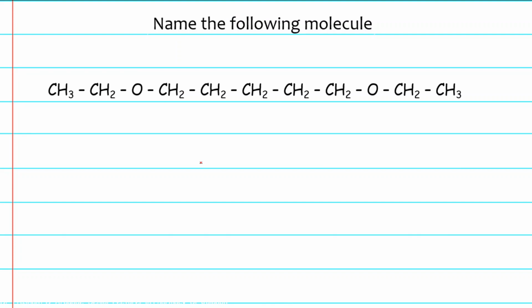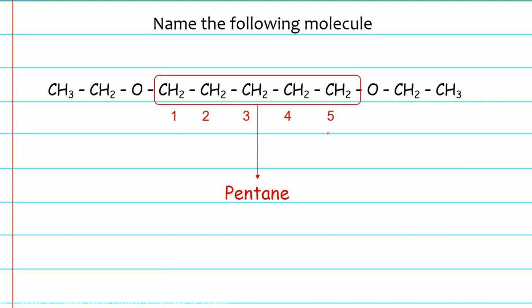So let's see another example in which 2 ether functional groups are present. So rule number 1, select the larger alkyl group as it contains 5 carbon atoms, another alkyl group containing 2 carbon atoms. So give the numbering from either end because at both ends the oxygen atom is attached. So the name of this parent chain is pentane as it contains 5 carbon atoms.